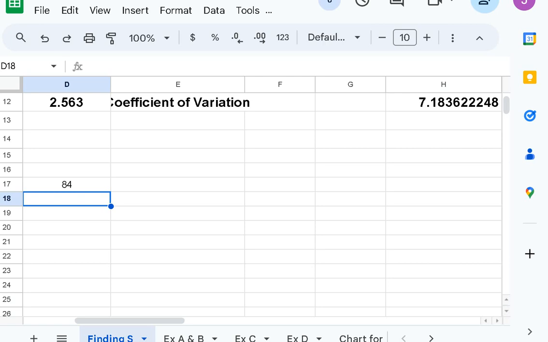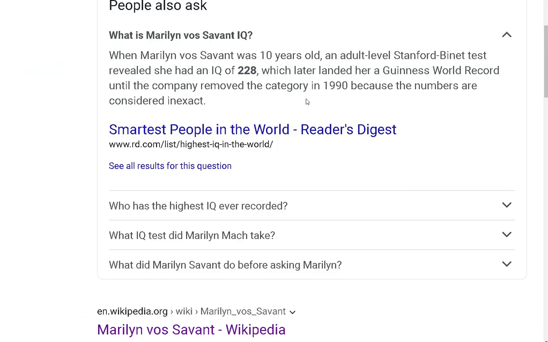Let's talk about that relative to a human superstar, Marilyn Vos Savant. Marilyn Vos Savant is supposed to have the highest IQ of any human being living on the planet, 228. Now, for comparison's sake, the average IQ is supposed to be 100 with a standard deviation of 15. So, wow, that puts her way out there. Let's do a little bit of math on that.